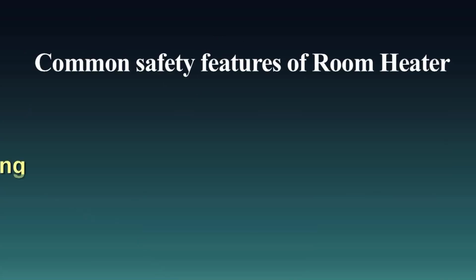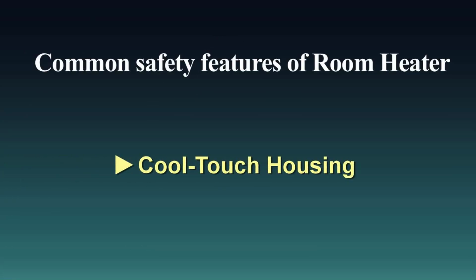This feature means the heater automatically turns off if it gets inverted. That reduces the risk of fire or injury. The next feature is cool touch housing. The purpose of this feature is to keep the exterior of the heater cool to the touch, minimizing the risk of burns when handling the appliance.